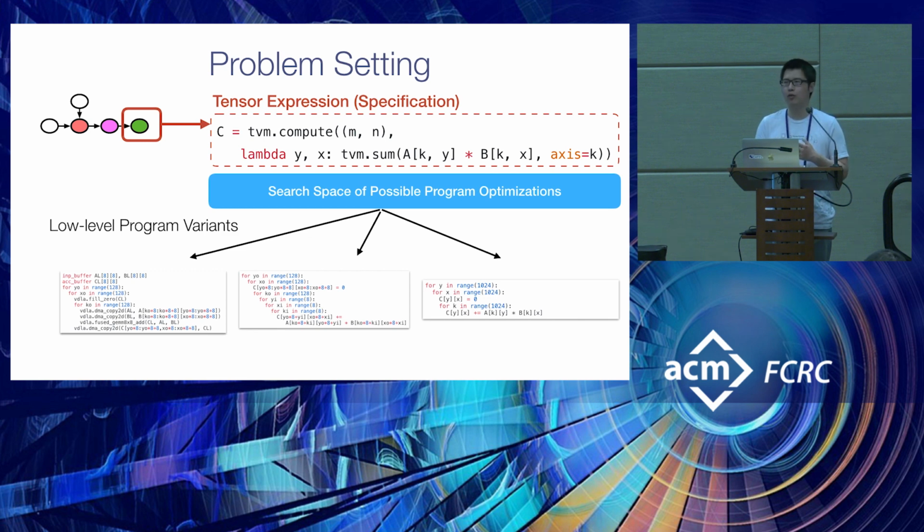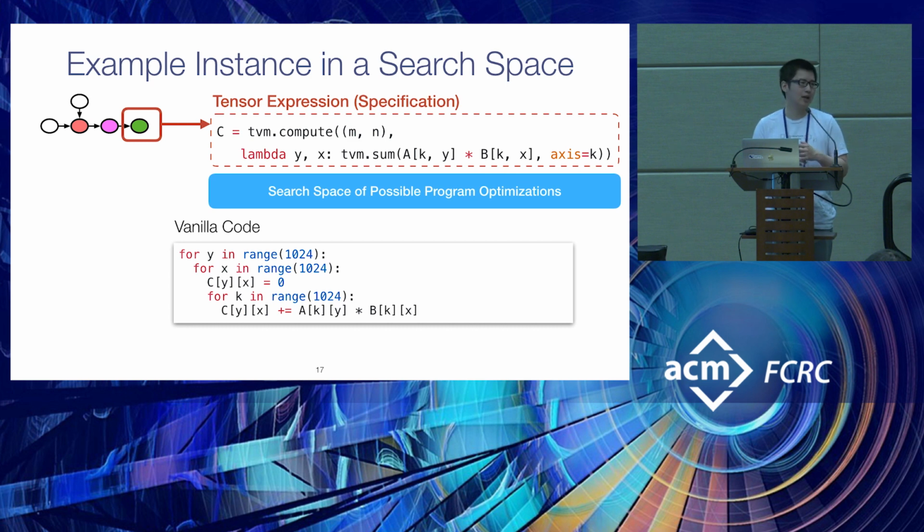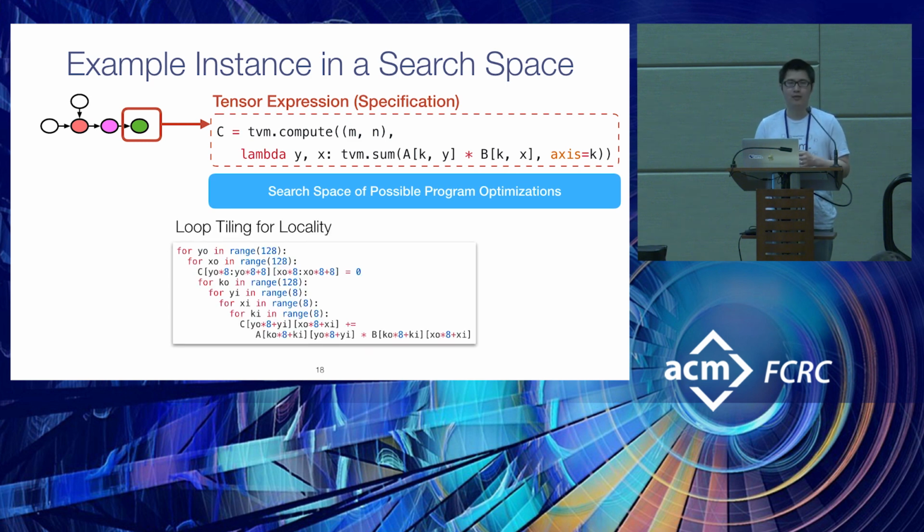To give a sense of the example low-level variants you can generate, you could generate vanilla for loops that implement this dot product. If you are working on CPUs, you want to tile a loop a bit so that it gives you better memory locality.